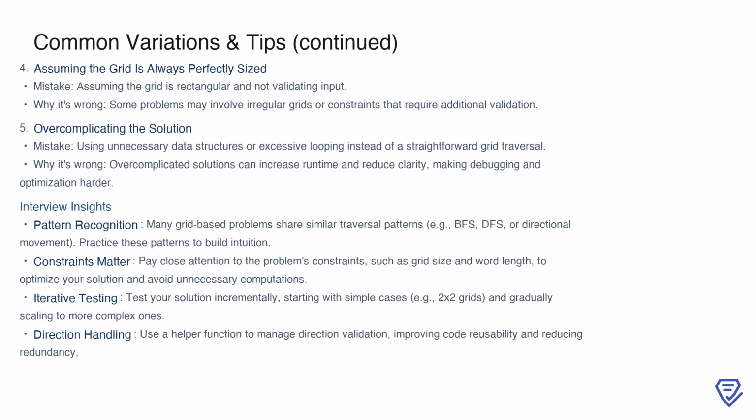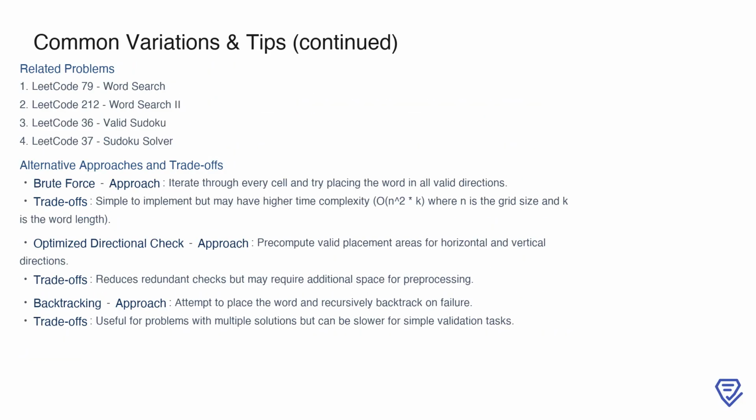Using helper functions for direction handling can also simplify your code, improve reusability, and reduce redundancy, making the overall solution cleaner. This problem is closely related to several others, such as LeetCode 79, Word Search, and LeetCode 212, Word Search 2, which also involve grid traversal and word placement. Problems like LeetCode 36 and 37, Valid Sudoku and Sudoku Solver, share similarities in terms of validating constraints within a grid structure.